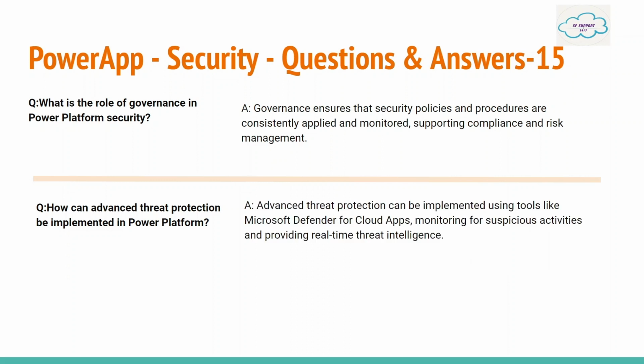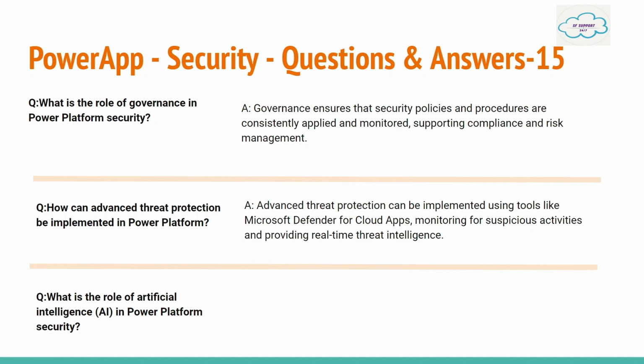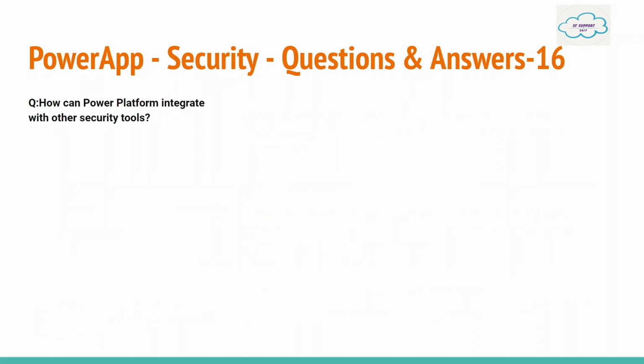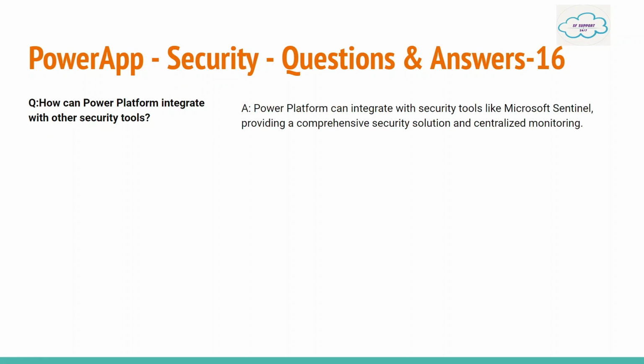Answer: Advanced threat protection can be implemented using tools like Microsoft Defender for Cloud Apps, monitoring for suspicious activities, and providing real-time threat intelligence. Next question: what is the role of AI in the Power Platform security? AI can enhance the security by analyzing patterns, detecting anomalies, and providing insights to proactively address the potential risks. Next question: how can Power Platform integrate with other security tools?